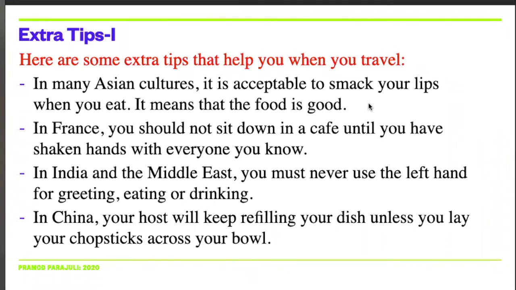In France, you shouldn't sit down in a cafe until you have shaken hands with everyone you know. It means you go to the cafe and different people are over there. If you know the people present there, then you should go and shake hands with them. And only after having shaken hands with them are you supposed to sit down. But if you sit down without shaking hands with them, then you are not considered civilized. You are considered unsocial.